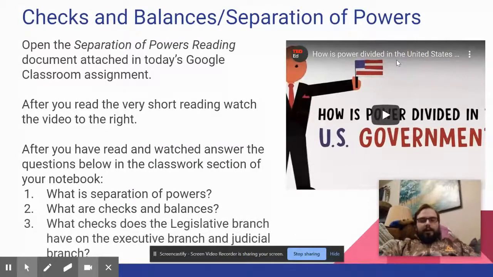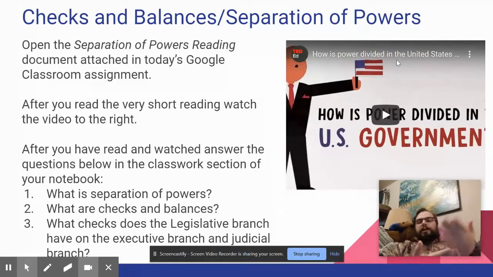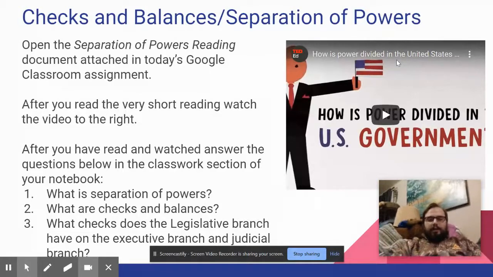And then third, if you're not sure, you can check the graph on page 2 of the reading that'll show you, or I should say illustrated chart. That's probably a better explanation. What checks does the legislative branch have on the executive branch and judicial branch? What things can the legislative branch do to make sure the executive branch does not abuse its power and the judicial branch does not abuse its power? What can it do to help with that? Let's go ahead and take a look at that document real quick.